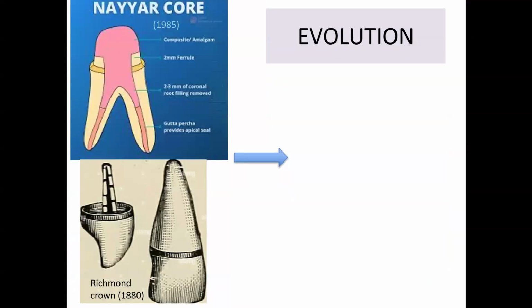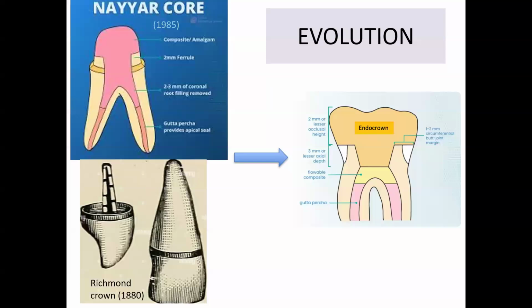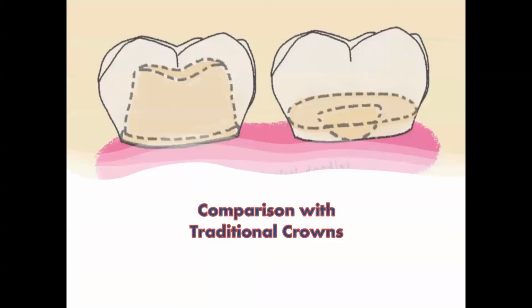So this is an evolution. First, you might have heard about the Richmond crown and the Nayar's crown, because the endocrown almost replicates them, something like a modification. I already mentioned that endocrowns are done on an endodontically treated tooth structure. So when you prepare an endocrown, a minimum height of 2 mm from the occlusal is required.